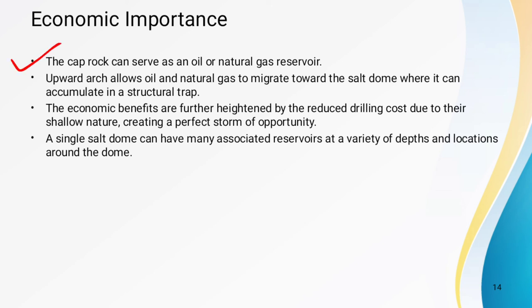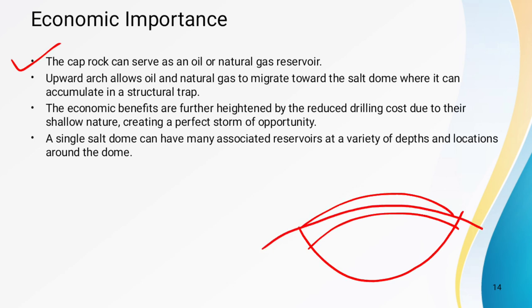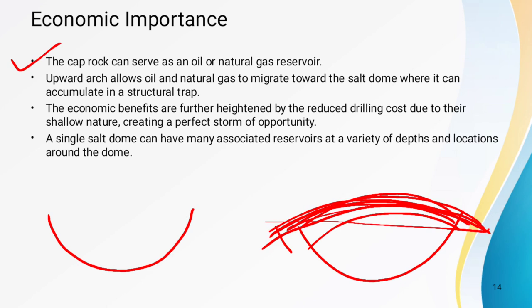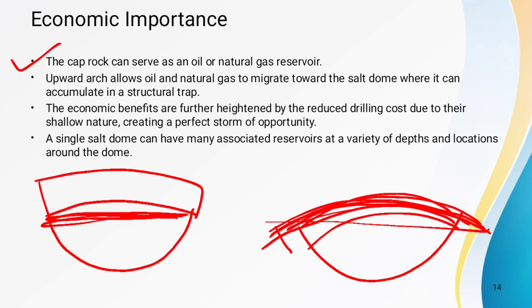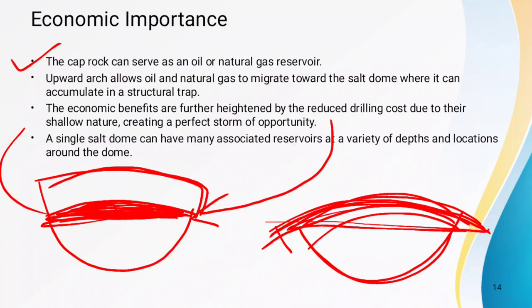The cap rock can serve as an oil and natural gas reservoir, since it is a basin deposited with sediment. It can serve as a cap rock. The upward arch allows oil and gas to migrate. See, it's a basin of salt. These arches allow natural gas and oils to migrate here and deposit here, where they can accumulate in a structural trap. So this is a trap. Since this is a basin of salt overburdened by sediments, natural gas and oil from different parts will get a reservoir-like structure and accumulate here. So salt domes are important.